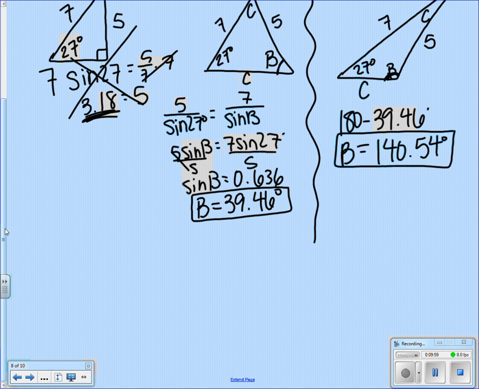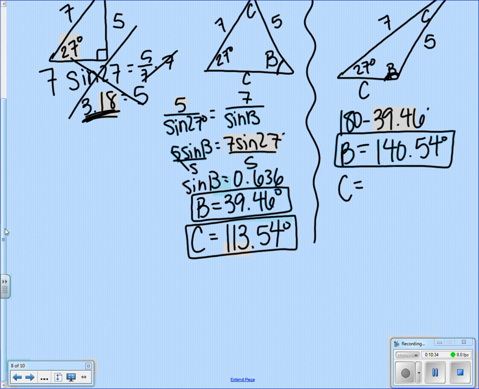Okay? So now that you know what B is, you can find C because your angles always add up to 180 degrees. So we know we have 27 and 39.46. So 180 minus the 27 minus 39.46 gives you that C is 113.54. Okay? So that would be our C value, which means that that actually is also an obtuse triangle, not an acute triangle like I drew it. But that's okay. I just didn't draw it to scale very well.